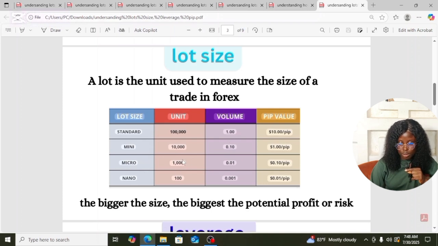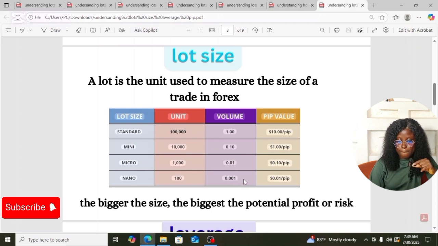Then we have micro lots. When you are trading with a $1,000 account, you're supposed to use 0.01. With each pip movement, you're going to make $0.10 or lose $0.10, depending on whether the trade is going your way or not. Then there are nano lots, 0.001, but not many brokers offer them, and the broker I use doesn't offer this nano lot. So let's just look into the basic ones: the standard lot, mini lot, and micro lot.